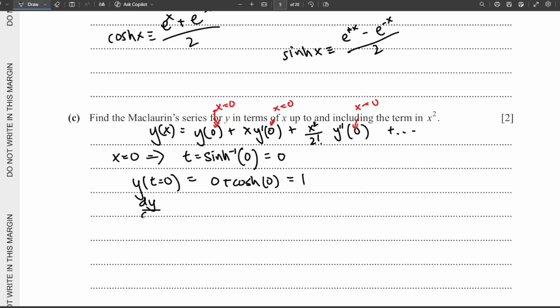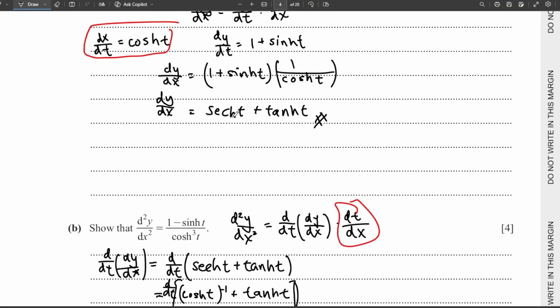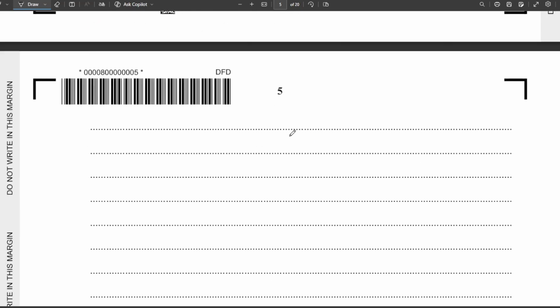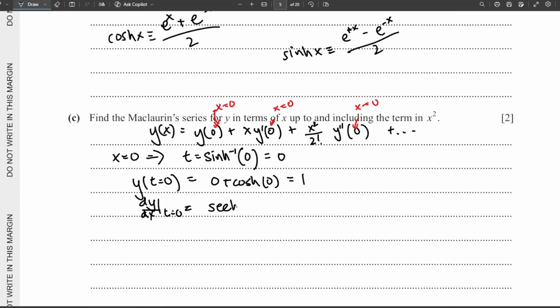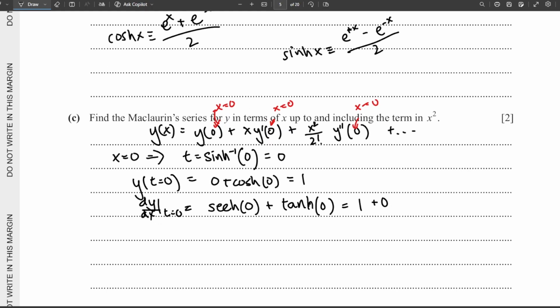And so dy/dx, when t equals 0, let's find the next coefficient. So hyperbolic secant of 0 and hyperbolic tangent of 0. The hyperbolic secant is the reciprocal of what we found just now, 1 over the hyperbolic cosine, which will be 1. Hyperbolic tangent is hyperbolic sine divided by hyperbolic cosine, and since hyperbolic sine gives us 0, it will be 0. So it's just 1.